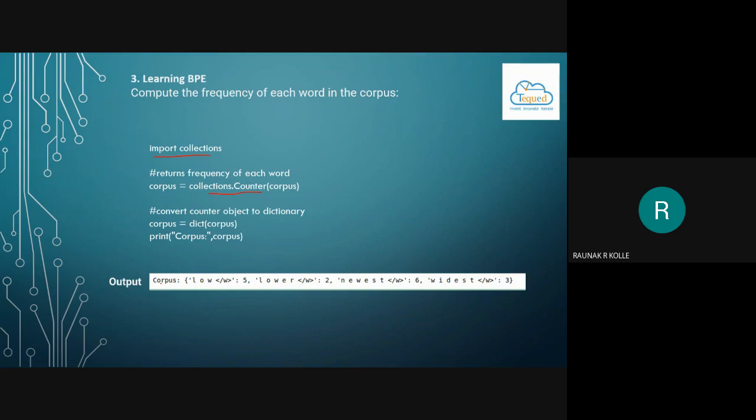Notice how in the previous video we saw a table in which a pair of words and its frequency is observed. Similarly, through this code we can find out the frequency of the sequence of characters. We notice that the word low occurs 5 times, lower occurs 2 times, newest occurs 6 times, and the word widest occurs 3 times.